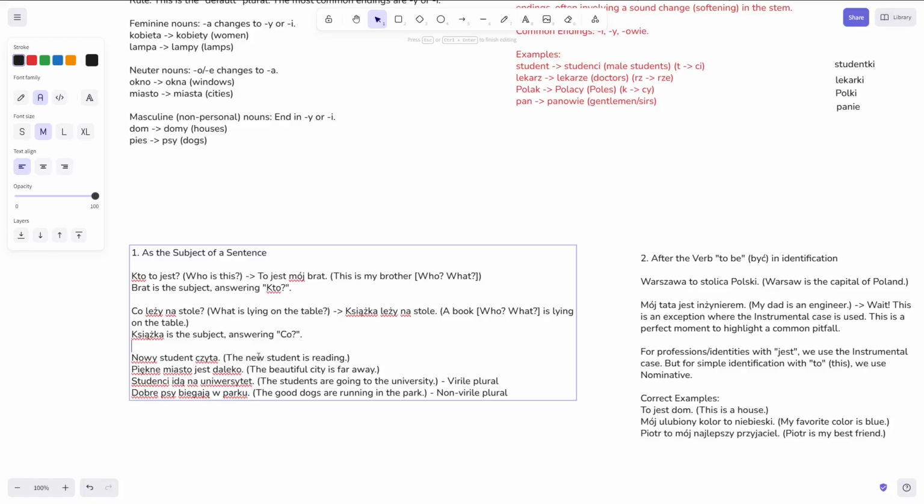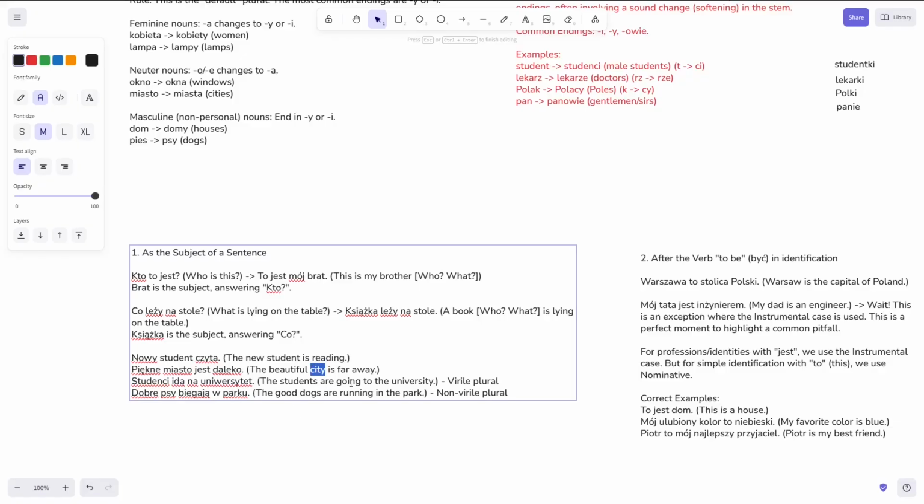Again, if we were to blank this, or even including the adjective, just focusing on the noun, right? The new blank is reading. The new what? Or the new who, right? The new student, the new brother, the new teacher, the new who? The new what is reading, right? So nominative must be used here. Piękne miasto jest daleko. The beautiful city is far away. Again, the beautiful what is far away. The beautiful who is far away. Again, nominative must be used here.